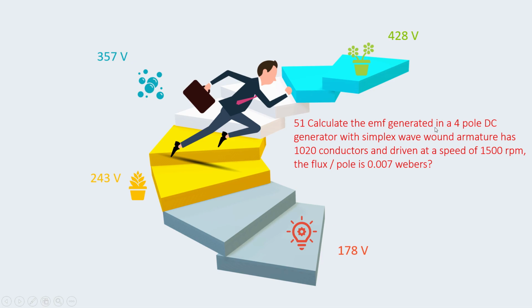Calculate the EMF generated in a 4-pole DC generator with a simplex wave-wound armature that has 1020 conductors and is driven at a speed of 1500 RPM. The flux per pole is 0.007 Webers. 178 volt, 243 volt, 357 volt, 428 volt.